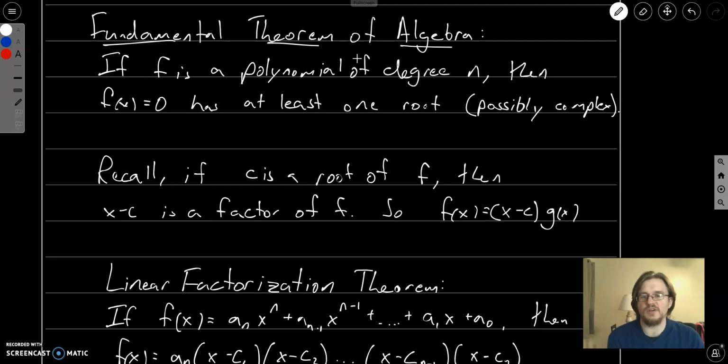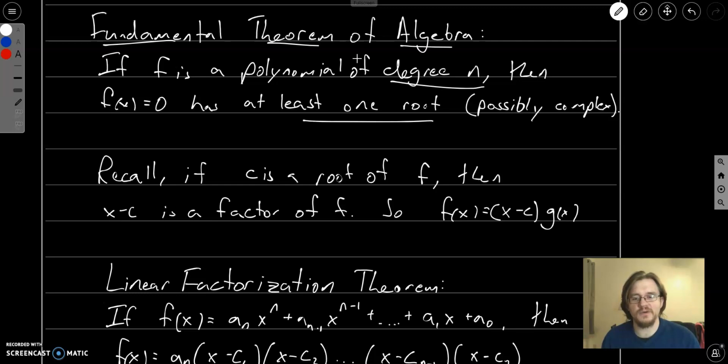We said that a polynomial of degree n always has n roots. Well, it turns out that this right here, the fundamental theorem of algebra, is the reason behind the previous one. So we're going a little bit backwards. A polynomial will always have at least one root. We already know that it has n roots, but this is a simpler theorem.